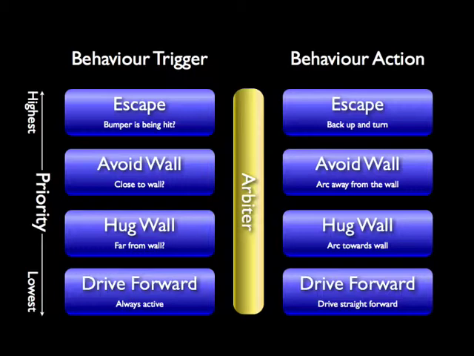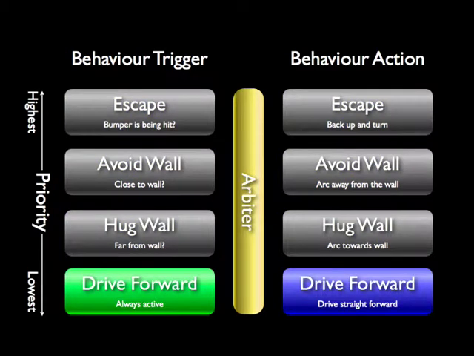And on the far right, you'll see that each behavior has a corresponding action. Drive forward drives forward. Hug wall arcs to the wall. Avoid wall arcs away from the wall. And escape will make the robot back up and turn after the bumper's been hit. And you'll see in the middle there we've got something called the arbiter. The arbiter is a decision maker. It looks at all the behaviors that want to have control of the robot, all of them that are triggered right now, and it chooses the one with the highest priority to be the one in control of the robot.